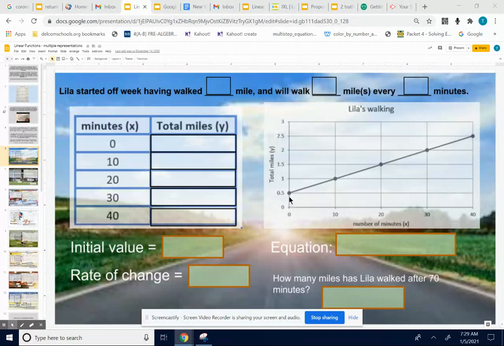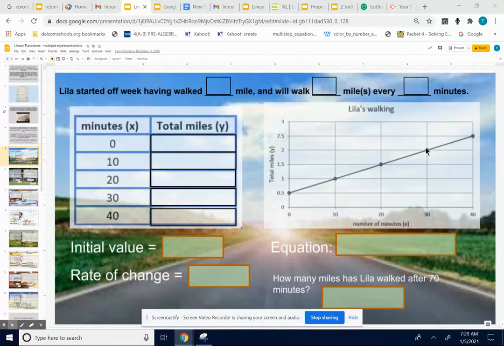It's showing that at 0 minutes, Lila has walked 0.5 miles, a half a mile. After 10 minutes, Lila has walked 1 mile. After 20 minutes, Lila has walked 1.5. After 30 minutes, 2 miles. So we want to fill out the entire slide using the information in this graph.